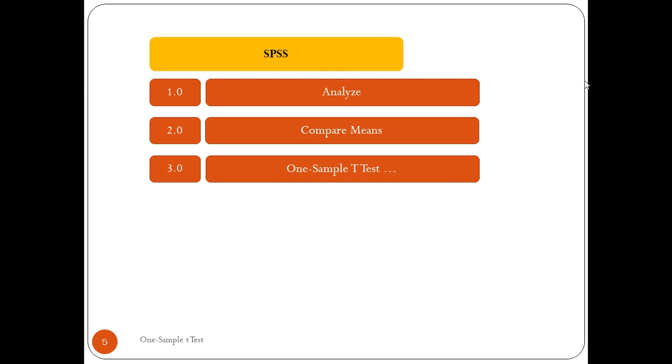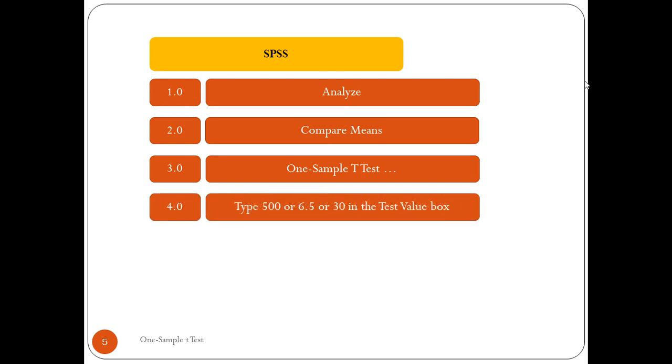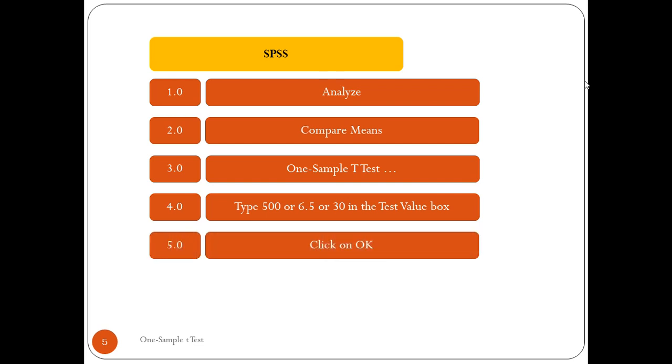So step one, analyze. Step two, compare means. Step three, one sample t-test. Step four, you enter 500. This is the test value that you want to compare your sample mean with. You enter 500 or 6.5 or 30 in the test value box, depending on your research question. And the last step is to click on OK, and you're gonna wait and see the result.